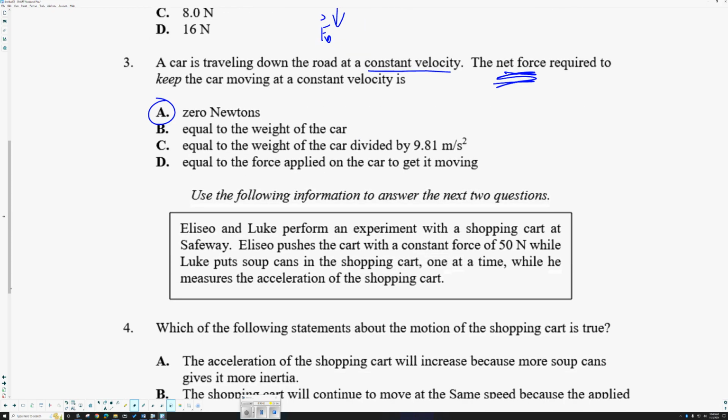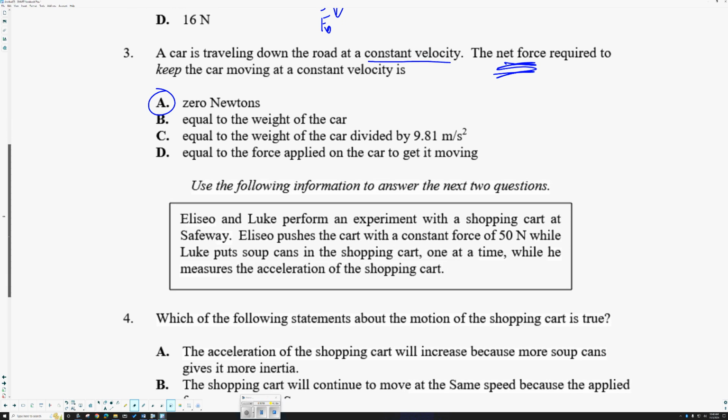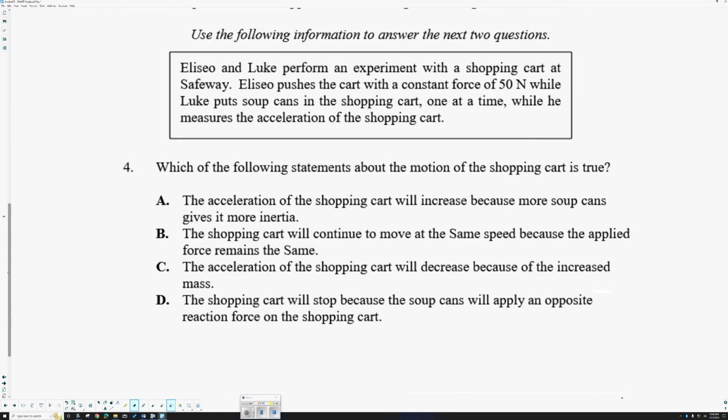4. Alicio and Luke perform an experiment with a shopping cart at Safeway. Alicio pushes the cart with a constant force of 50 newtons while Luke puts soup cans in the shopping cart one at a time while he measures the acceleration of the shopping cart. Which of the following statements about the motion of the shopping cart is true? Acceleration of the shopping cart will increase. Now, you put more soup cans in there, it's going to get heavier. We're not going to make the acceleration increase. That doesn't make any sense.